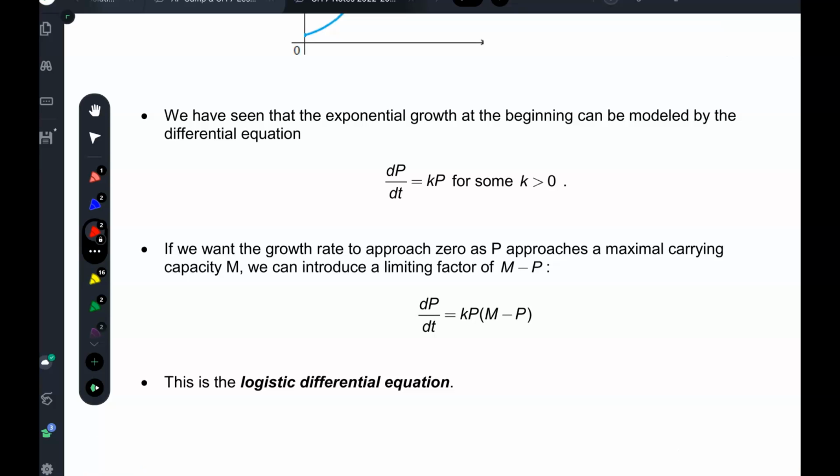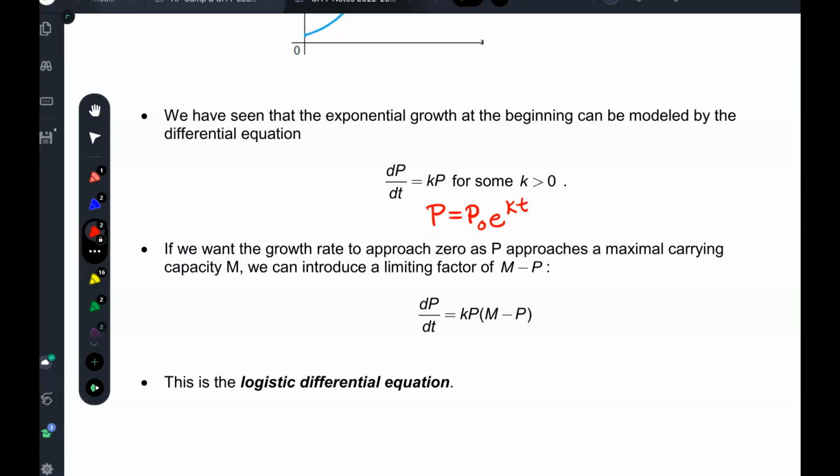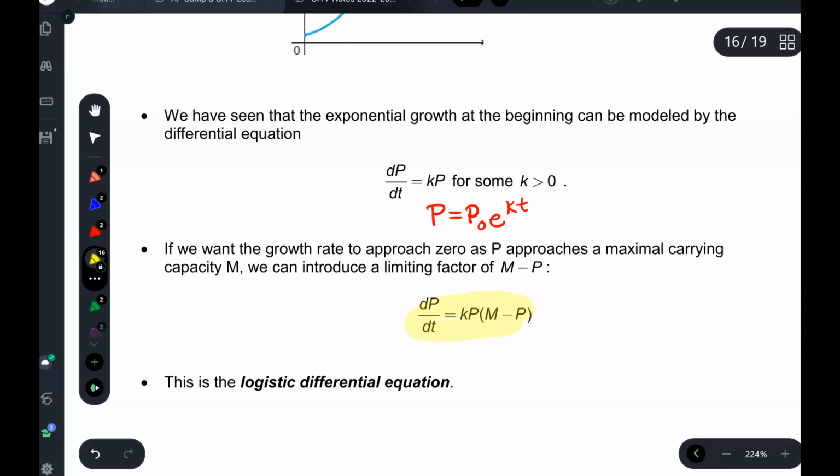Okay, hopefully this looks familiar because this was the last lesson. This would be for some population, so it would be P equals P naught e to the kt. That's really what that is. Okay, this is how a logistic differential equation looks different.